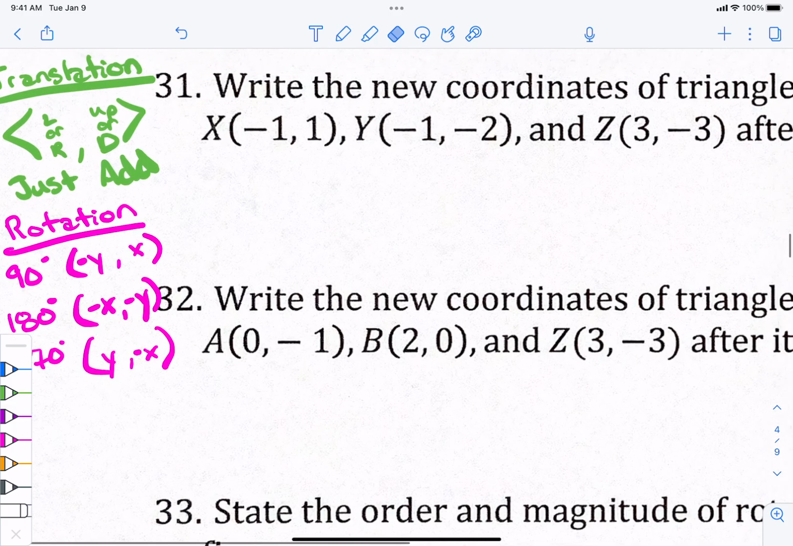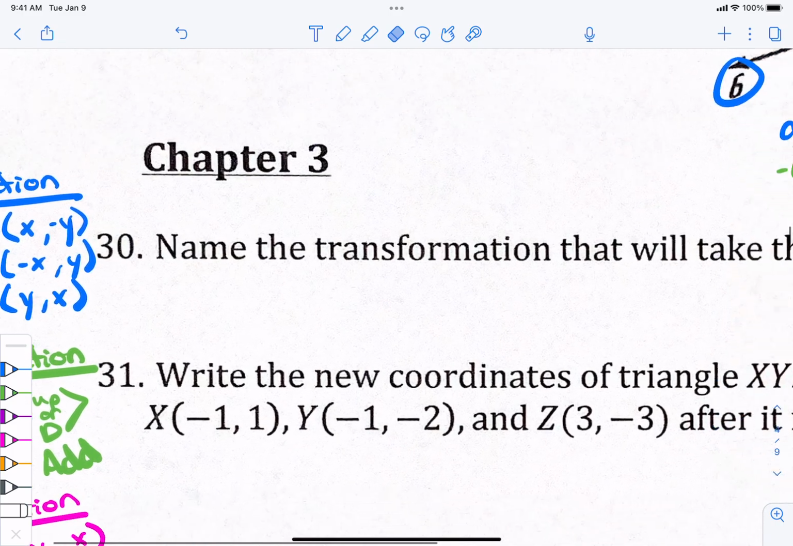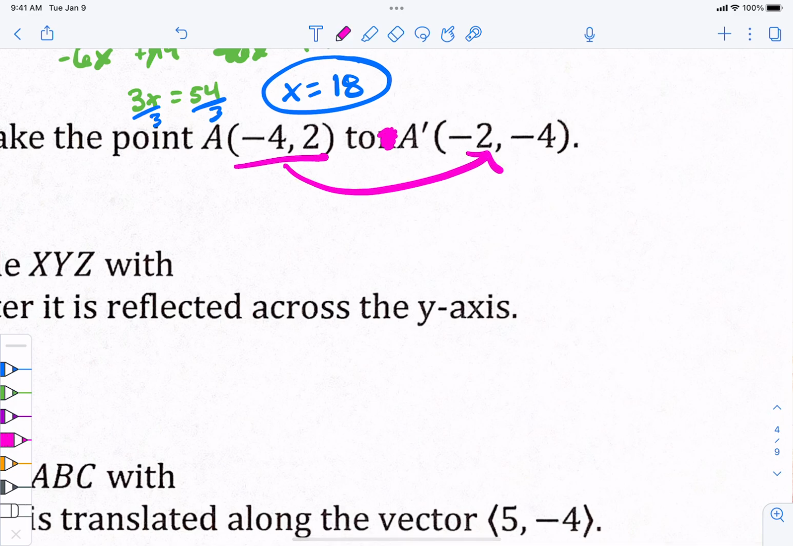All right, let's write some stuff down. Are you ready for the first one? Number 30. Name the transformation that will take this to this. I have a typo, that's not supposed to say that. Okay, so we have flipped them around, right? If I flip -4 and 2 around, that becomes 2, -4, right? So I flipped them and I've made this one become negative.